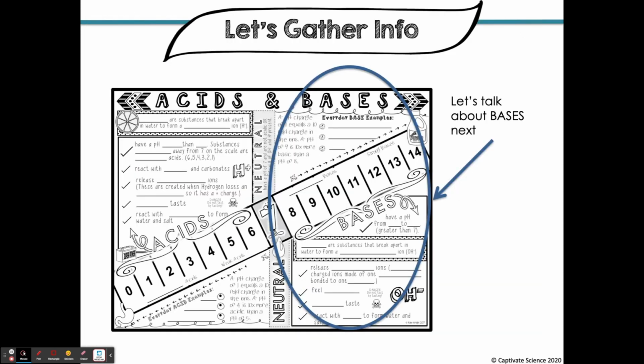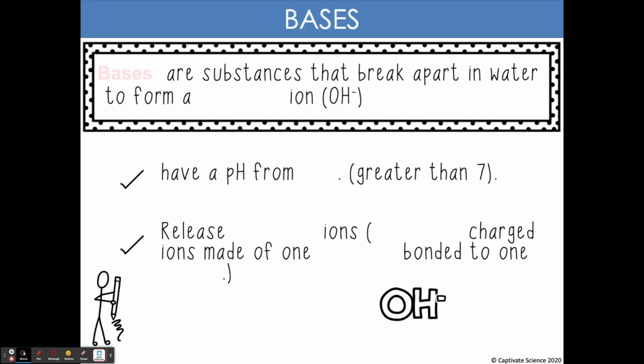Okay, so now we're going to move on to the right side of this paper where we talk about bases. A base is a substance that breaks apart in water to form a hydroxide ion. So you have OH negative. On that hydrogen, this one has actually gained an electron, so it's got an overall negative charge. These guys have a pH that ranges from 8 on that scale all the way up to 14. So anything greater than a 7 is considered a base.